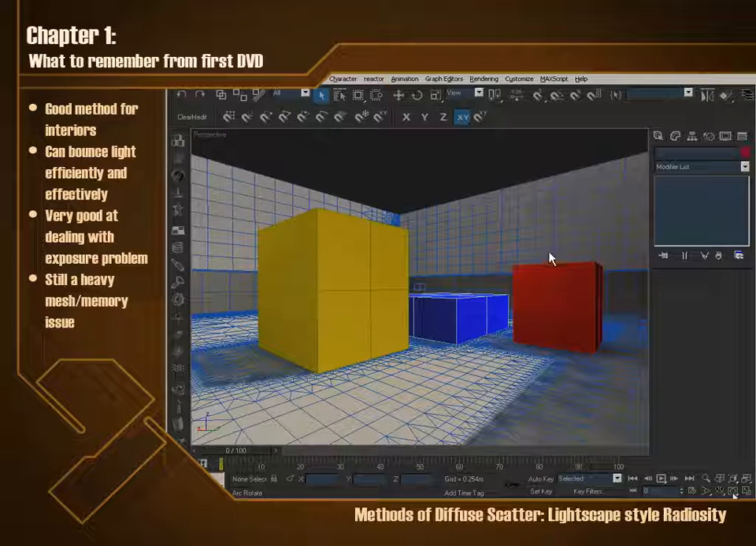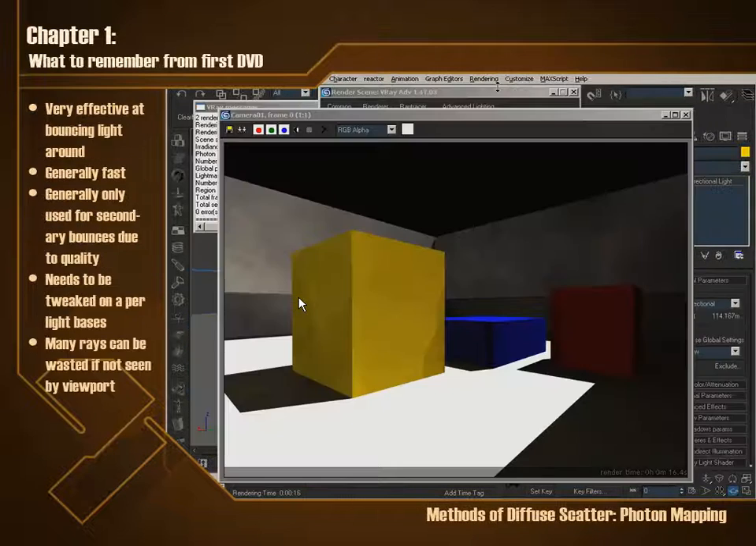This method is actually very good still for interiors, but it still has all the problems of heavy geometry and heavy memory. So we're not going to focus on it. We're going to still focus on V-Ray and on ray tracing techniques. One such ray tracing technique that we only touched on but did not cover was photon mapping, and we'll probably be covering that more in this chapter.